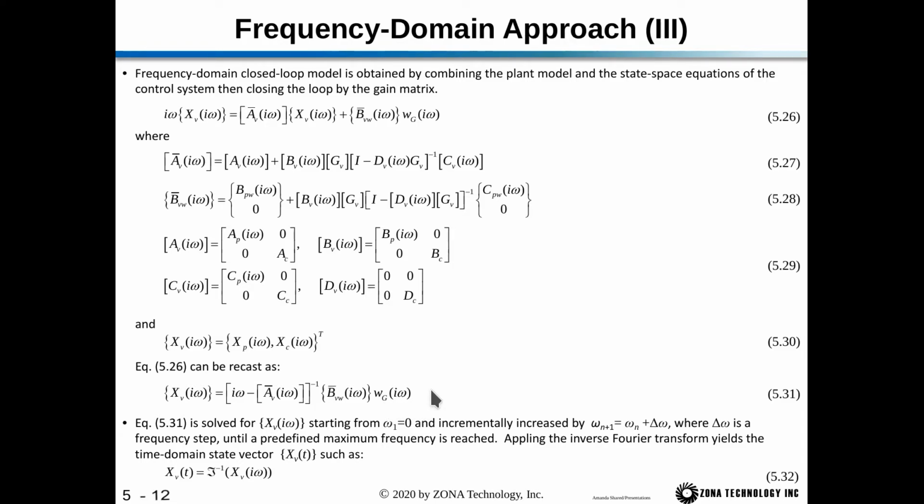Now equation 5.31 is solved for XV of i omega starting from omega 1 equals 0 and then incrementally increasing omega by delta omega, where delta omega is the frequency step, until the predefined maximum frequency is reached. After we have x in terms of i omega, we can then apply the inverse Fourier transform, which yields the time domain state vector xv of t. So xv of t is just the inverse Fourier transform of xv of i omega.